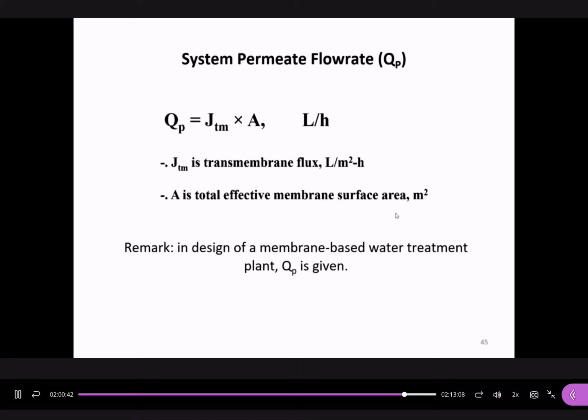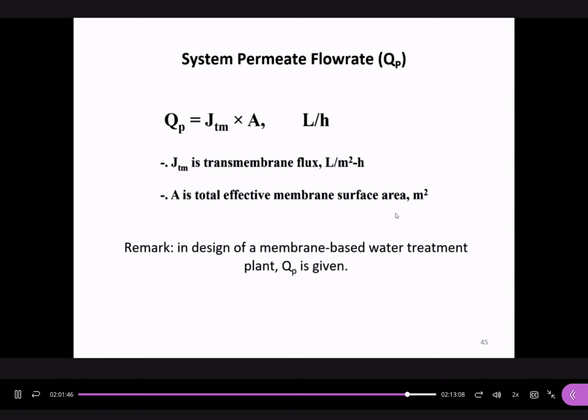This equation is important for our design of a membrane separation plant. J is transmembrane flux. Look at its unit: liter per square meter per hour. A is total effective membrane surface area, square meter. So you get Q, the unit is liter per hour. How many liters of water you can produce within 1 hour? So that is capacity. If you have a desired capacity, and you have transmembrane flux, which is usually given for a certain type of membrane, you can calculate how much membrane surface area you need. So that is the design. A very simple philosophy there.